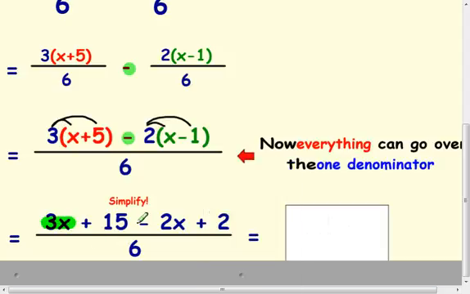Okay, if you take your 3x and you subtract your 2x, and you take your plus 15 and add your 2, and get your final answer. Notice the 6 hasn't changed from the start. 3x take away 2x is just x, and 15 plus 2 is 17 over 6.